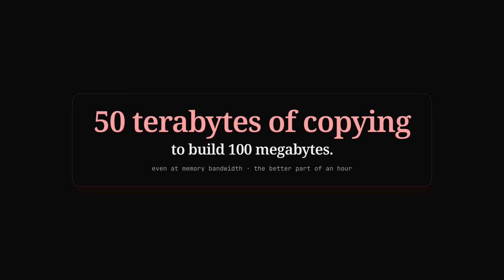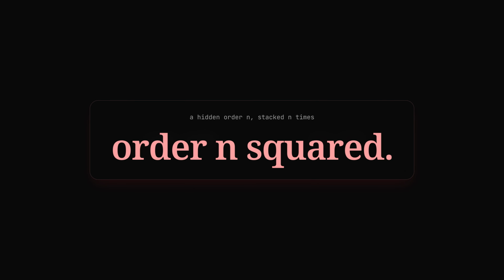The loop looks order n because you counted appends. Each append secretly costs the current length. A hidden order n stacked n times, order n squared. This trap is old enough to have a name.